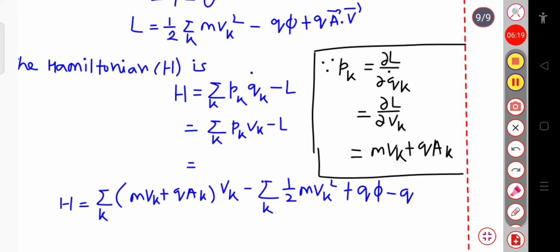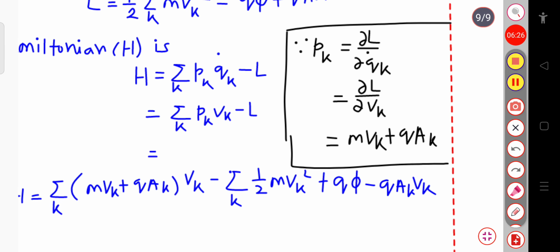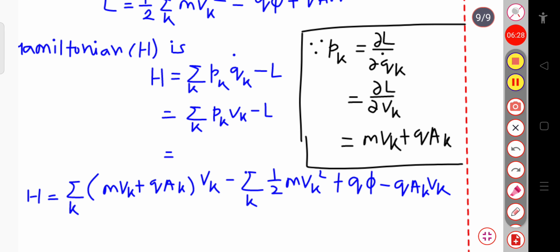Okay, so let me write q in place of a dot b, I can also write ak into vk. Now here you can see in this expression this is your q ak into vk and this is your minus q ak into vk. So these two terms get cancelled.